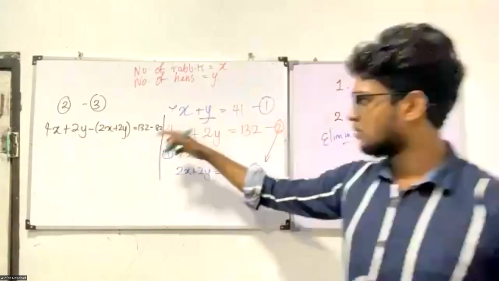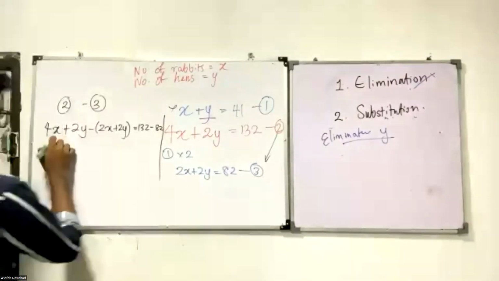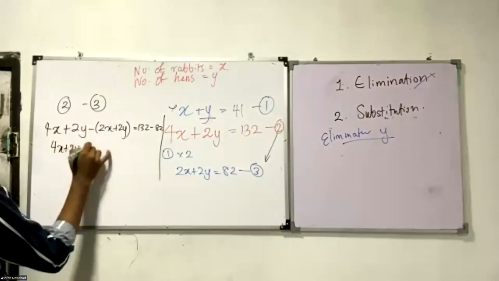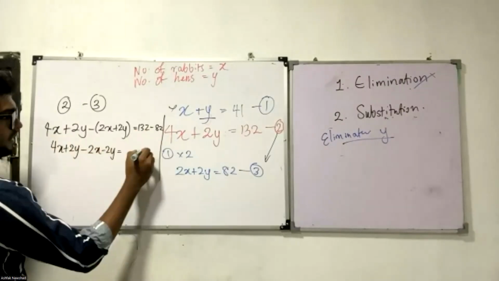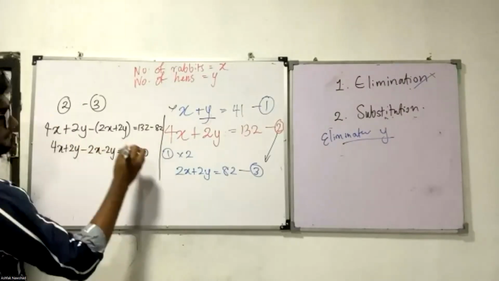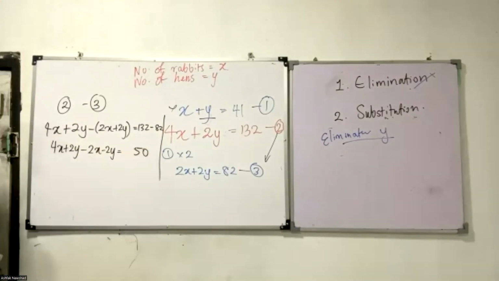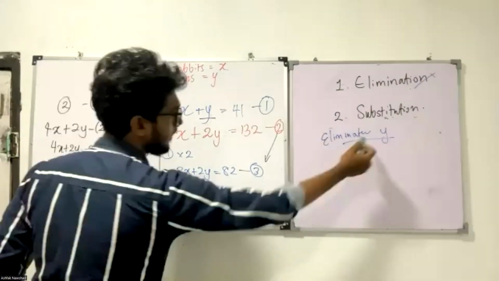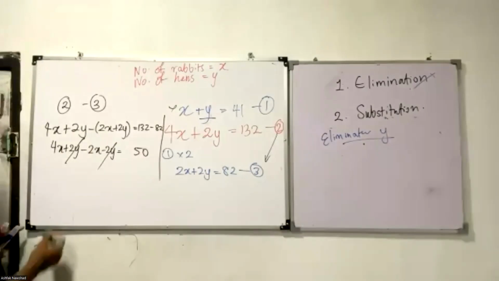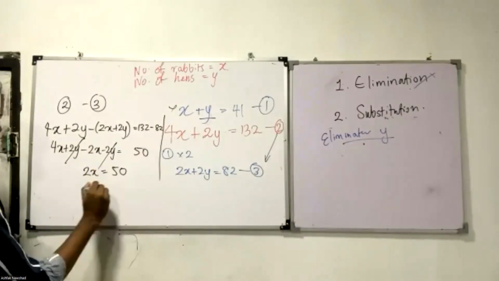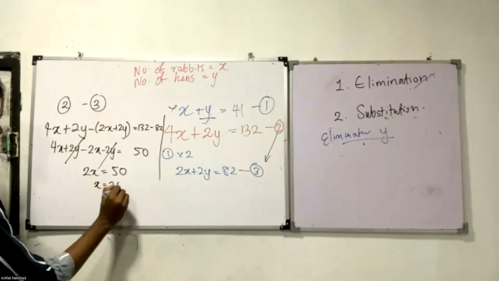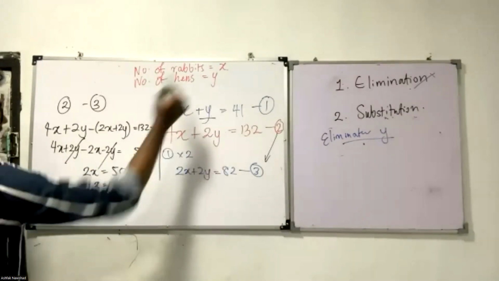Then we have to distribute the minus. 4x plus 2y minus 2x minus 2y equals 50. I chose to eliminate y, and yes, y is eliminated. 4x minus 2x is 2x. 2x is 50, so x is 25. How many rabbits? There are 25 rabbits.